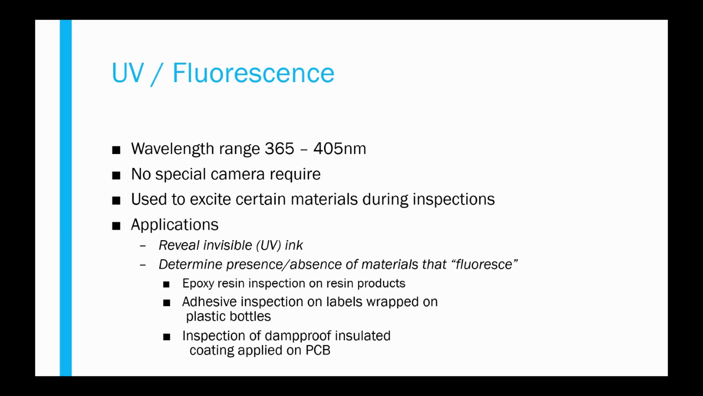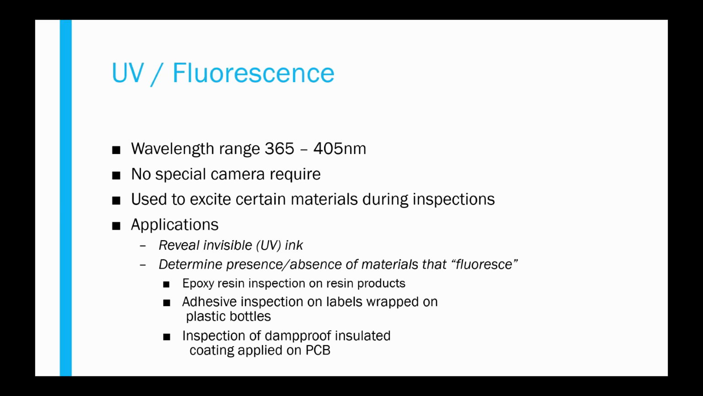But on the note of talking about UV light, I will go into what UV light is, what fluorescence is, and how we use it in machine vision. So UV light are wavelengths that range from about 365 standard, typical, to about 405 nanometers. It does not require a special camera, but I would again encourage you to check the spectral response of the camera you plan on using to make sure that it is high at shorter wavelengths.